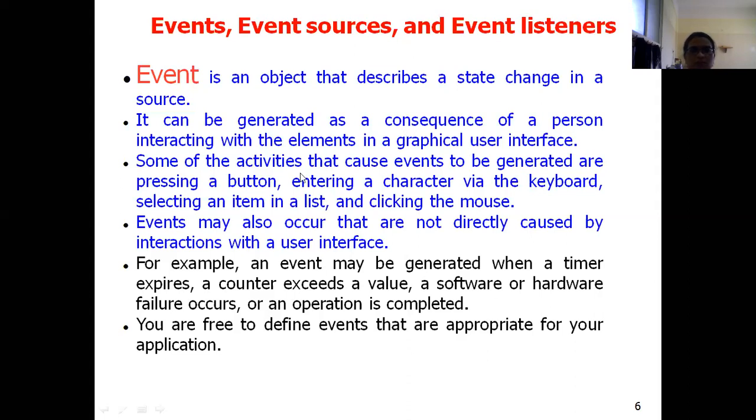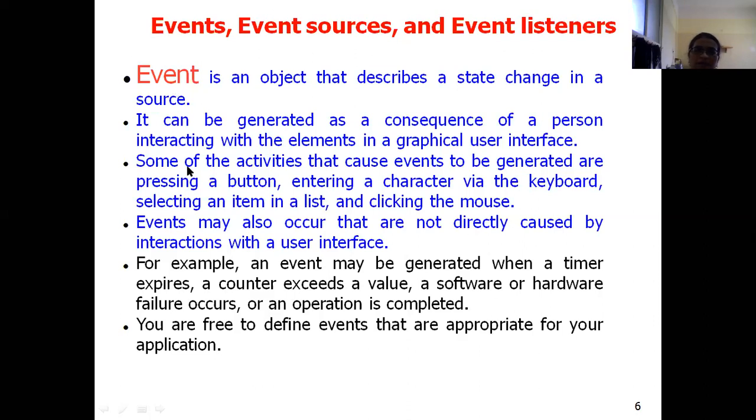Okay. So some of the activities that cause events to be generated are pressing a button. As I said, pressing a button can be an event. Entering a character via keyboard can also be an event. In the interface of a Gmail account, the username and the password, we are going to enter character by character, right? Or else you can copy paste also. So character by character from a keyboard you can enter.